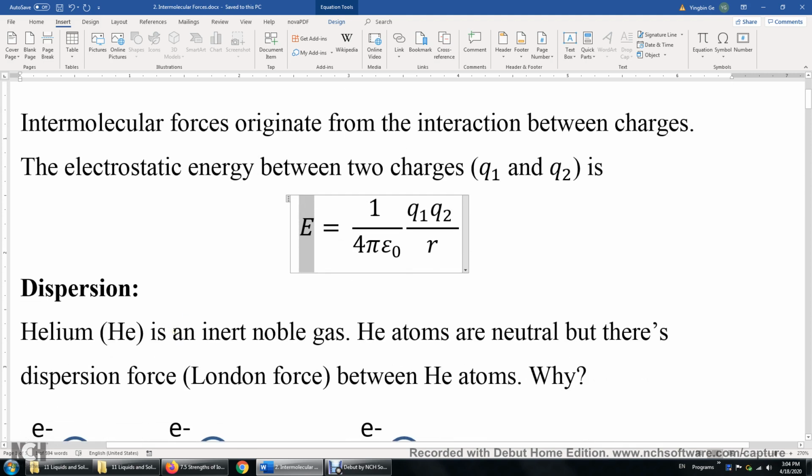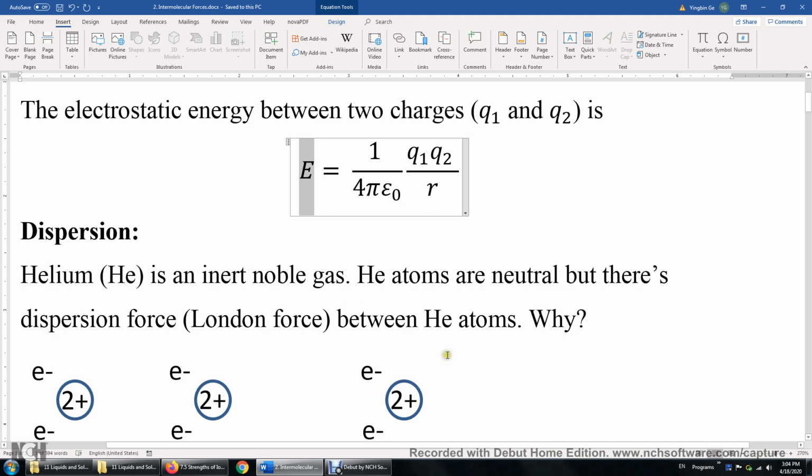Again, we'll talk about helium. Helium is an inert noble gas. Helium atoms are neutral, but again, there is attraction and repulsion between two helium atoms. Because, again, the nucleus of a helium atom has a +2 charge. The two electrons in a helium atom each have a -1 charge. And the electrons move really fast in the helium atom. How fast? Several million meters per second, or several thousand miles per second. So it's much faster than an airplane.